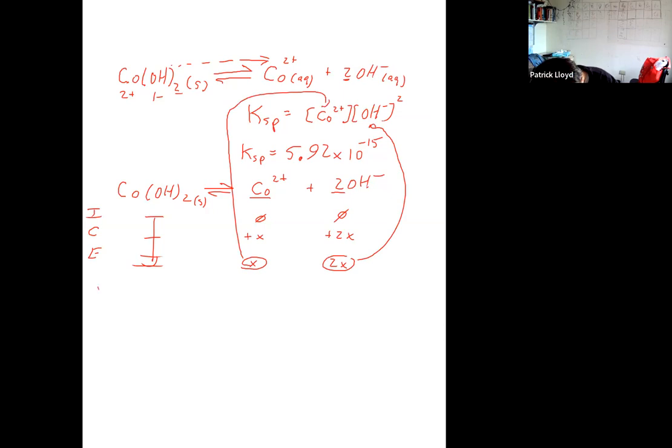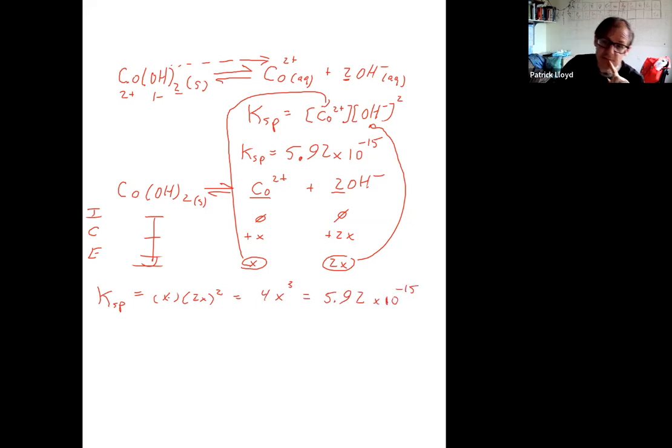And so KSP would be cobalt, which is X, times hydroxide squared, which is (2X) squared. Don't forget that it's (2X) squared. The hydroxide is 2X, but we need to square the hydroxide, so we need to square the 2X. So what you get is X times 2 squared times X squared, so you get 4X cubed. And that is equal to 5.92 times 10 to the minus 15.